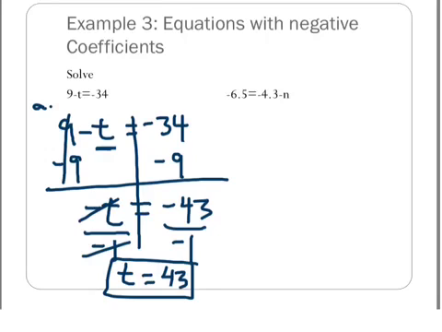You can actually check all of these by taking your value for t and plugging it right back into the equation. Let's take a moment and do that now.